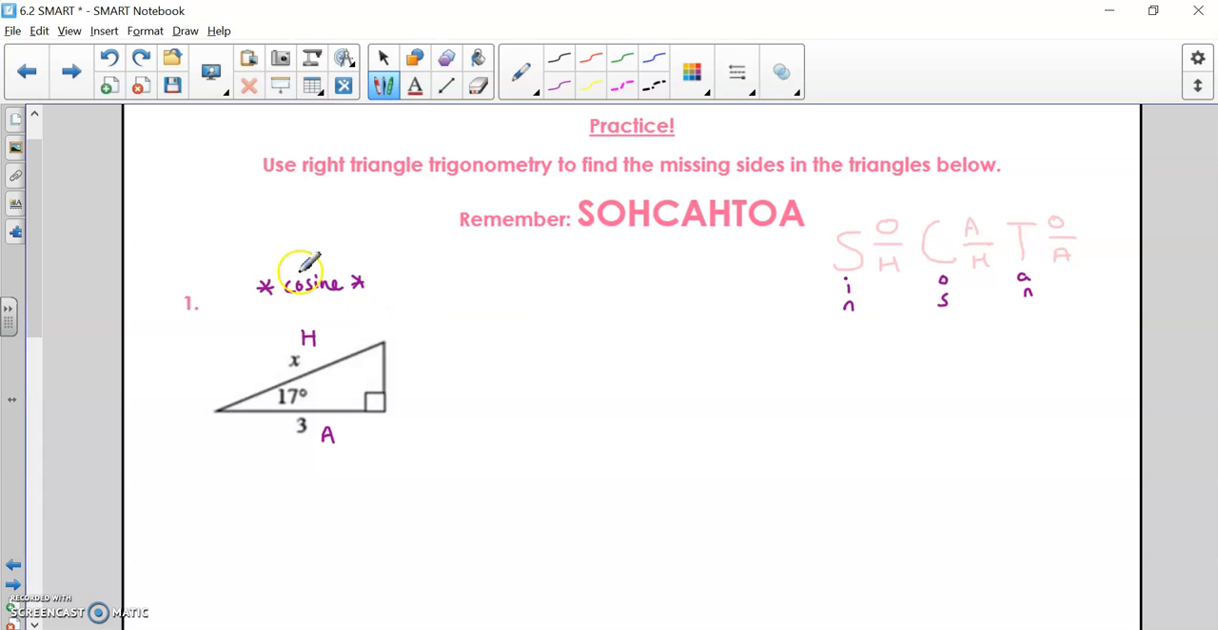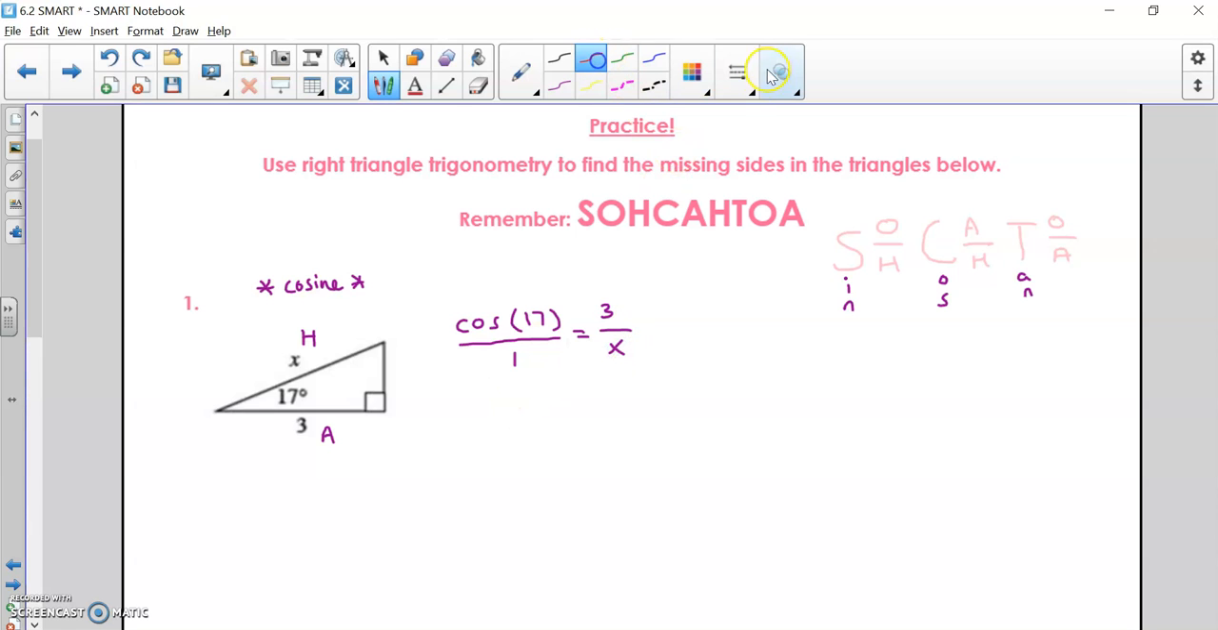I'm just going to make a note here that I'm using cosine. So I'll say, all right, cosine of my angle, in this case it's 17, over 1. Remember, it's always going to be over 1. And then equals, it's A over H, so don't get them flipped. A over H is 3 over x.